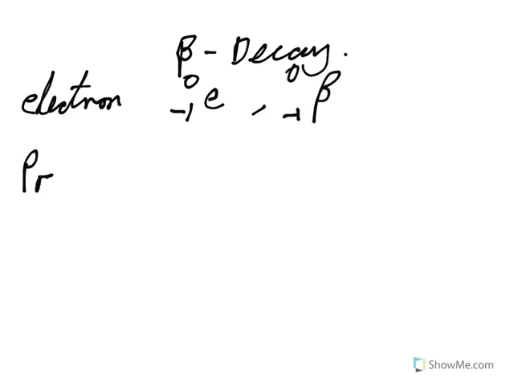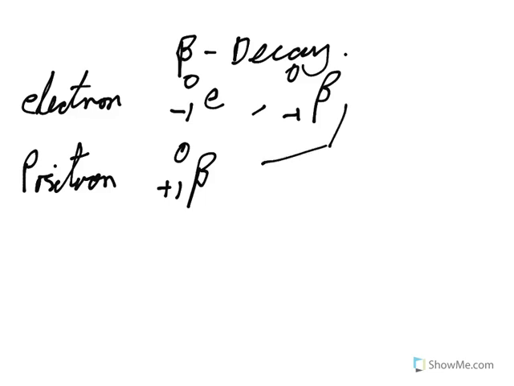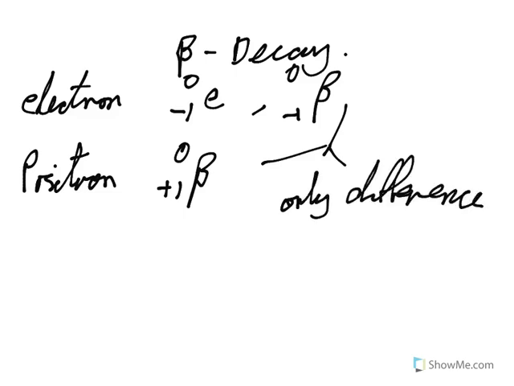And for our positron, do it as +1 and 0. So no mass, positive charge. Now the positron and the electron, the only difference is the charge. Everything else about them is the same.